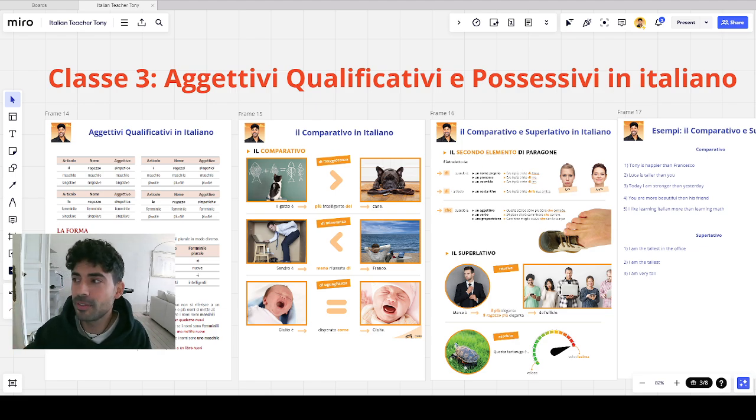Italian, more specifically aggettivi qualificativi e possessivi in italiano. By the end of this class you will be able to conjugate adjectives no matter the gender, no matter the number, and you will also be able to form comparative and superlative in Italian. So without further ado, let's jump into it.